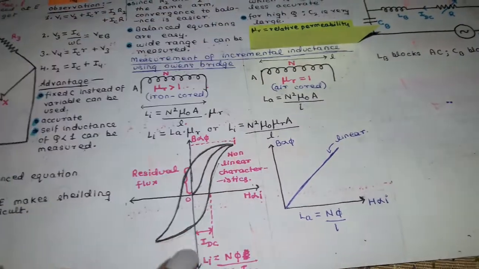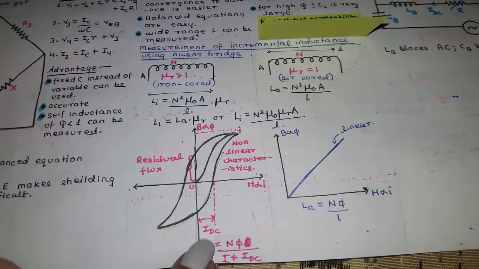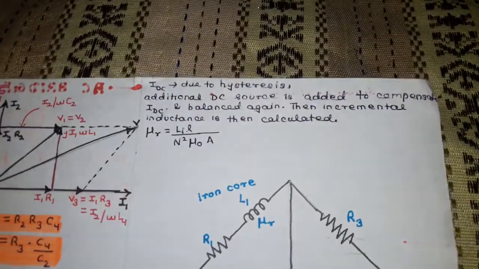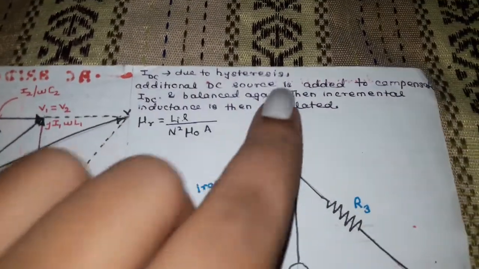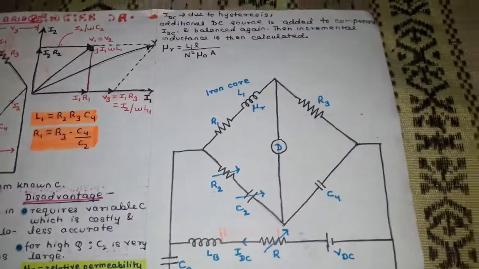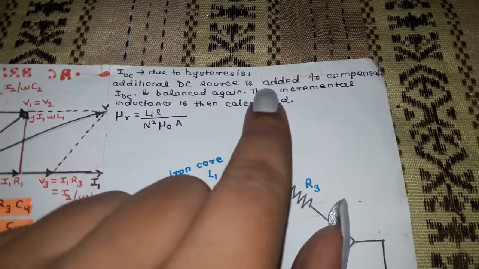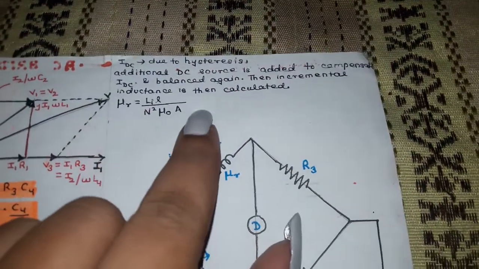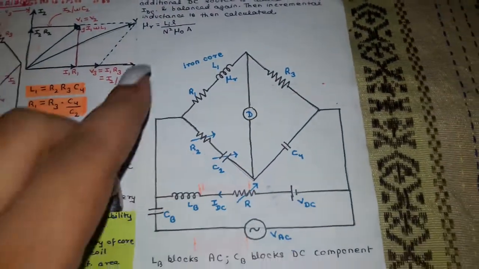So what we are doing is we are trying to eliminate it. How we are doing it, let's see. This is due to hysteresis. This is your hysteresis curve. Now what we are doing is we are adding an additional DC source to compensate your DC component. Then we balance the bridge.